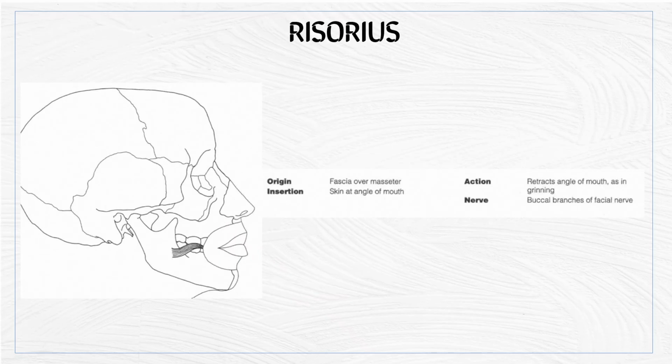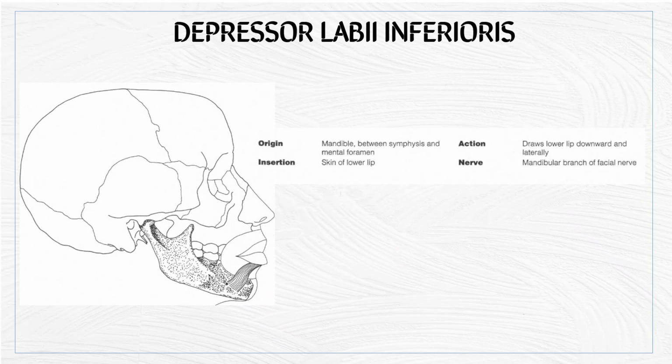Then the risorius muscle originates from the fascia over the masseter muscle and is inserted in the skin at the angle of the mouth. So it retracts the angle of the mouth backwards, and it is a muscle of grinning. Grinning is very important, grinning muscle. Then the nerve supply is buccal branch of facial nerve.